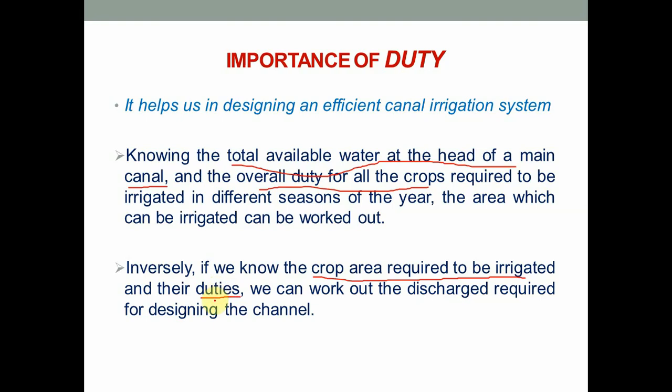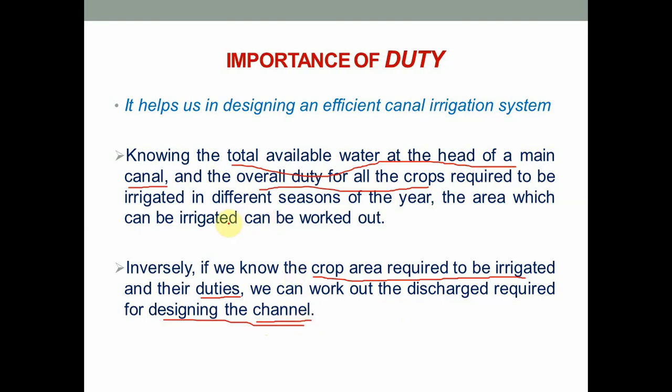Now inversely, second important point: if we know the crop area required to be irrigated, and we know the values of duties for the crops, we can work out the discharge required for designing the canal. If we know the amount of crop area which has to be irrigated, and we have the values of duty for all the crops, then we can calculate the discharge which will be required for the crops, and when we calculate discharge, then we can design an efficient irrigation channel system.